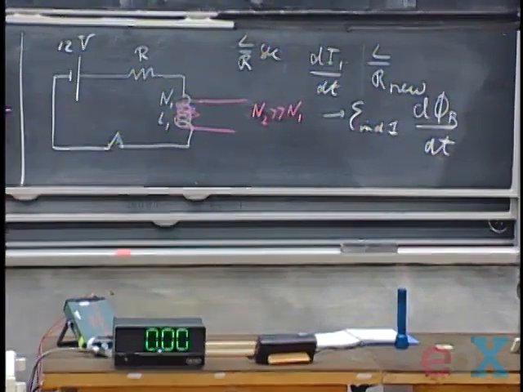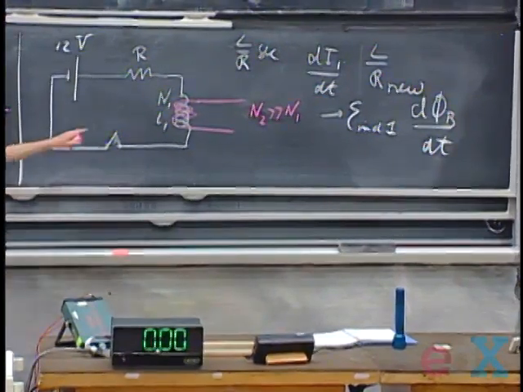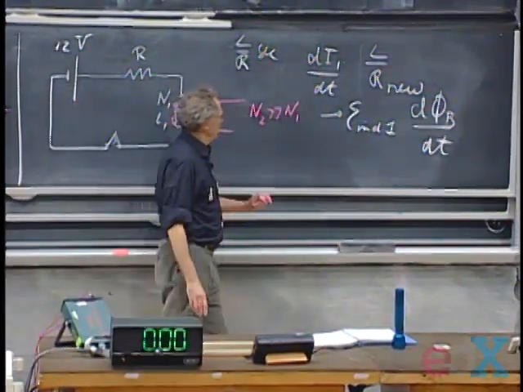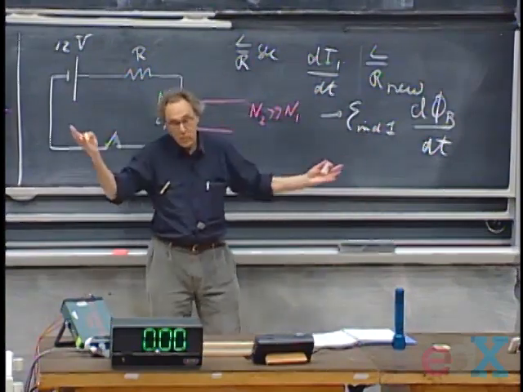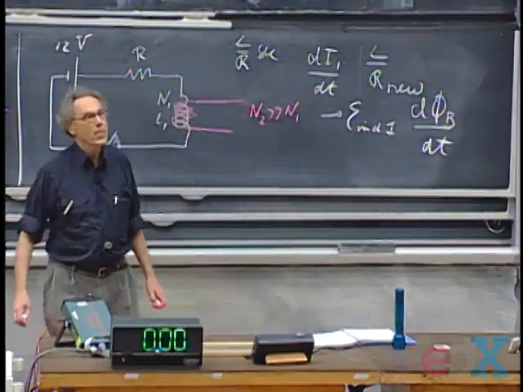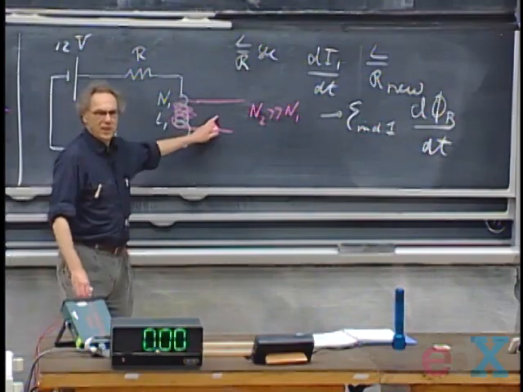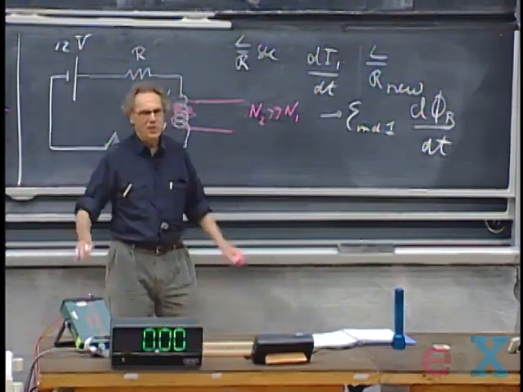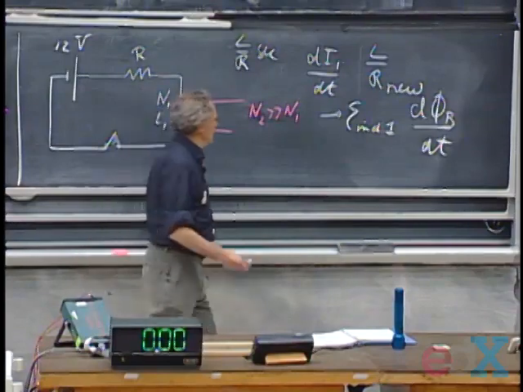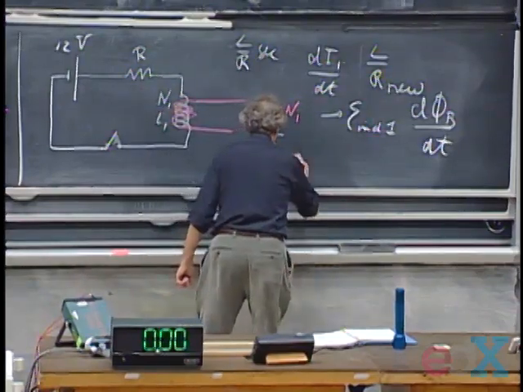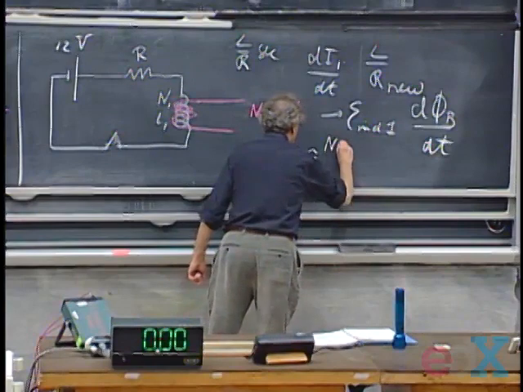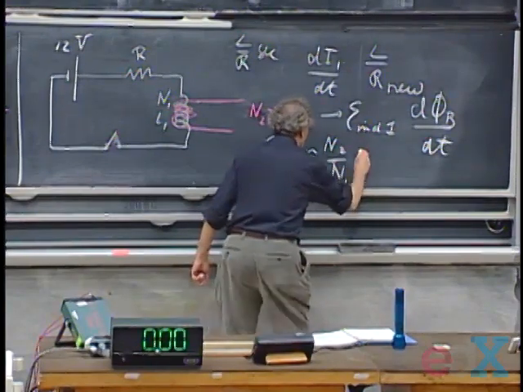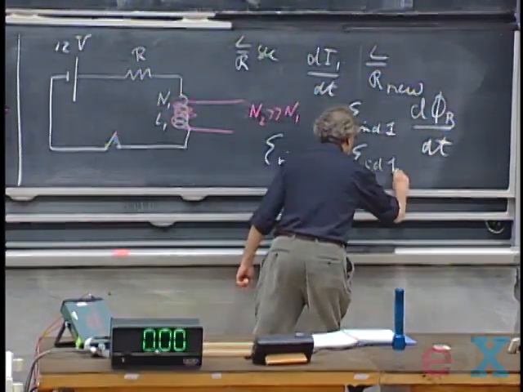You get an enormous change in the magnetic flux here, which is directly coupled to the current. And that induced EMF could be several hundred volts. But now look at the secondary. The secondary has an N2 which is way larger than N1. So the induced EMF in the secondary is very roughly N2 over N1 times the induced EMF in the primary.